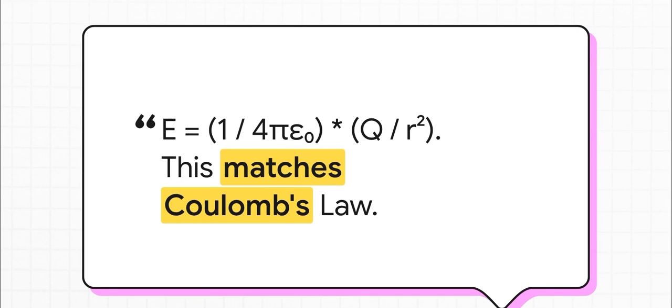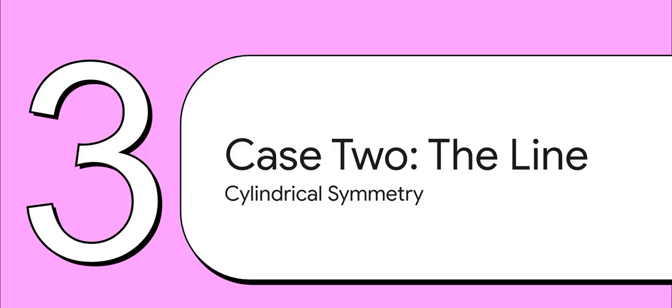And when you do that easy math, this is what you get. The electric field strength falls off with the square of the distance. Now, if that equation looks familiar to you, it absolutely should. That is Coulomb's law. But we just arrived at it using a completely different method and with way less effort. Our shortcut totally works. Okay, 1 down, 2 to go.